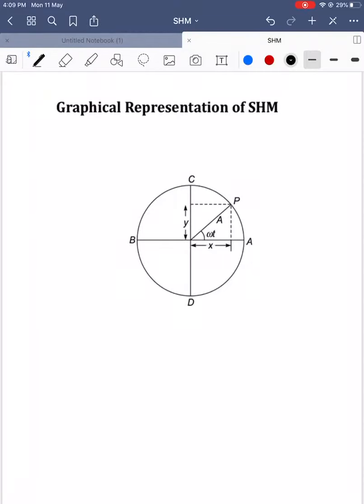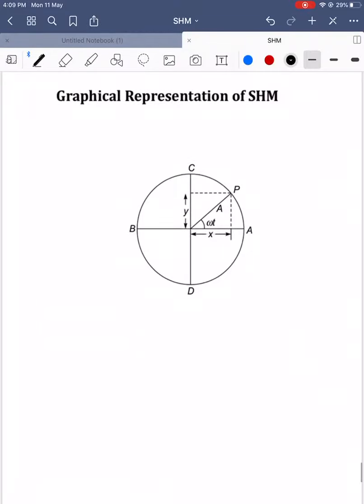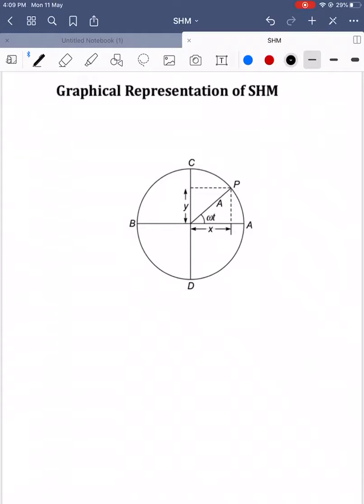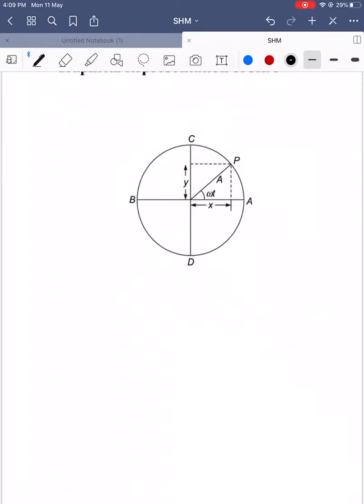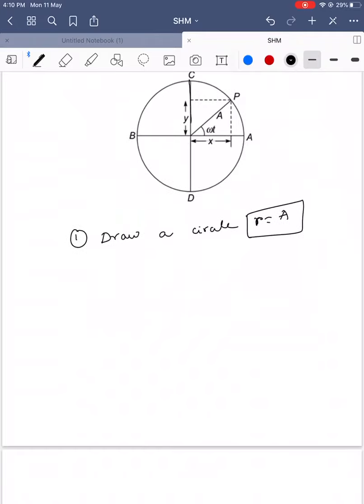In this class, we are going to see the actual graphical representation of SHM. In the previous class, we discussed velocities, whether velocity is positive or negative in different cases. First of all, to know the initial phase, draw a circle with radius r equal to the amplitude of the SHM.